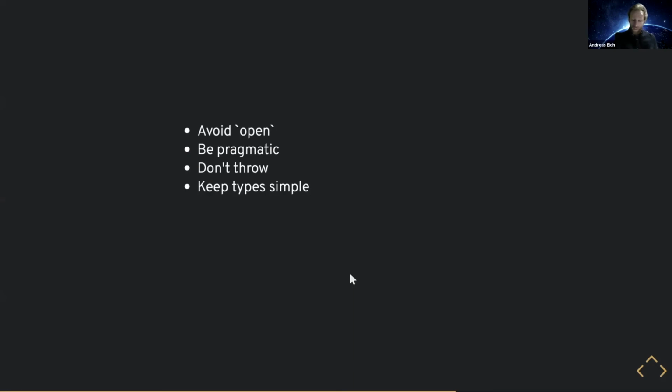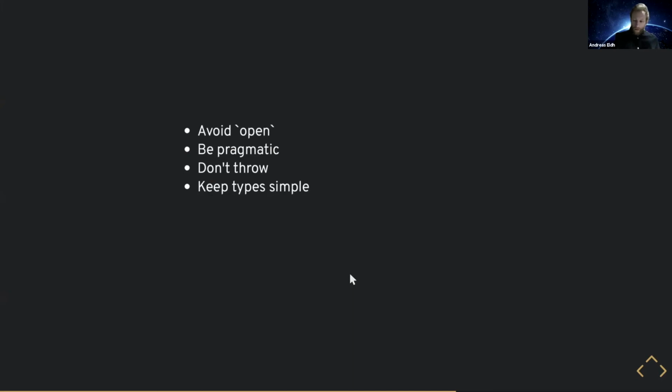Don't throw exceptions or raise exceptions. The things that exist in Reason, like option types and result types, are enough so that you don't need to throw, and it usually makes the code way nicer.